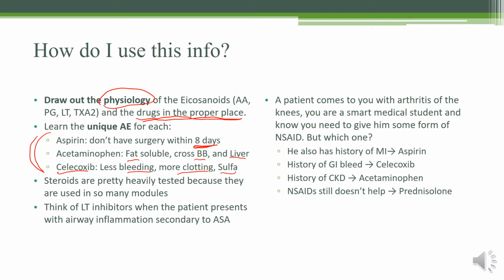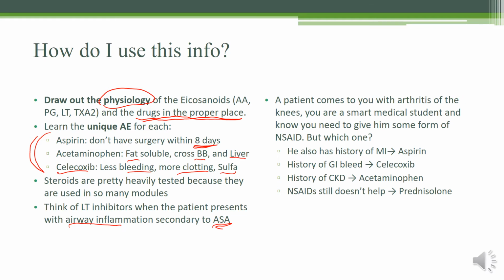As for the steroids, you probably want to learn as much as you can about them, from the mechanism to the adverse effects, because they're very heavily tested. And that's just because they're used in so many different modules for so many different diseases. Now, the leukotrienes are pretty easy because the patients are almost always presenting with airway inflammation, and that's usually secondary to aspirin. They'll mention that the patient is taking aspirin, or they'll mention that the patient has a history of a stroke or an MI, so you would expect someone who has that history to be currently on aspirin.